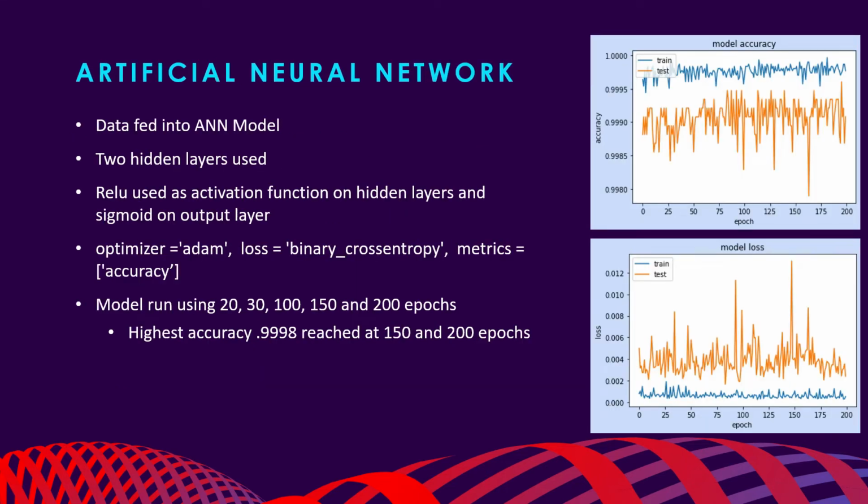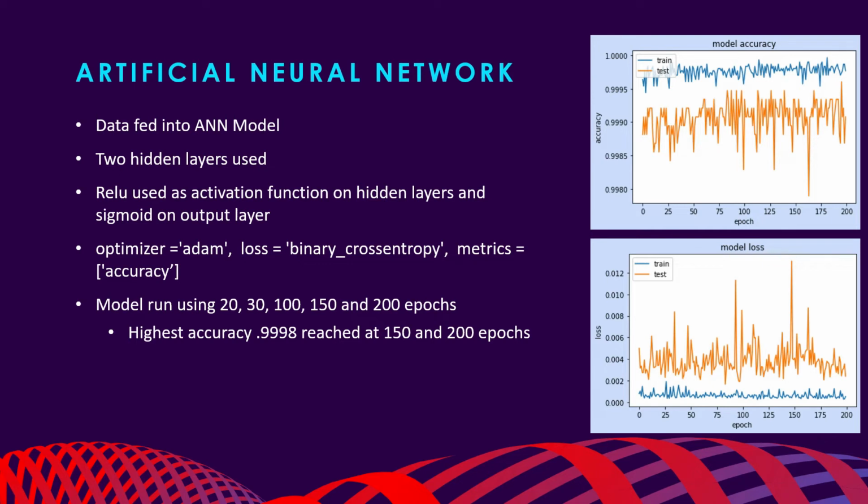So we did do three models, but the main one we were looking at was the neural network. When the data was fed into the neural network, two hidden layers were used. ReLU was used as the activation function on the input layer and the hidden layer, and sigmoid was used on the output layer. The optimizer was Adam, the loss was binary cross entropy, and accuracy was used for the metrics.